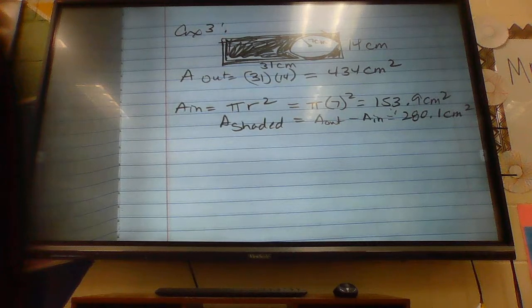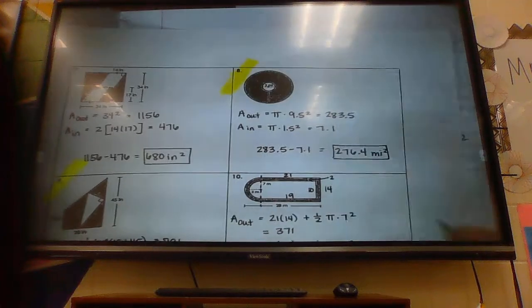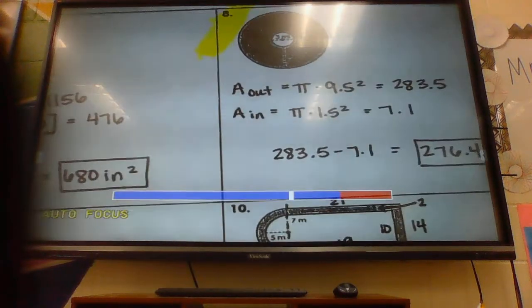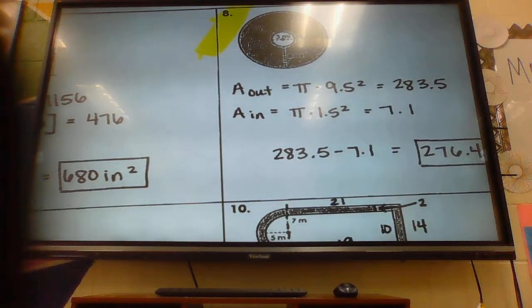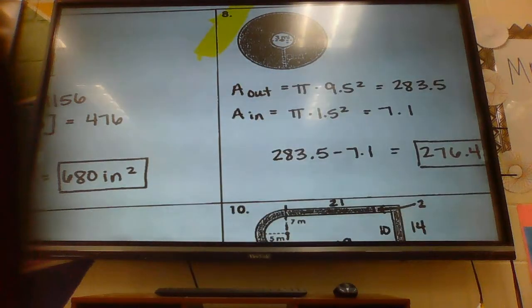So you're gonna find the big circle, then you're gonna find the little circle and subtract the difference, right? Wait, there's a small circle and a big circle? Yeah, I'm just gonna show it to you really quick. We're not gonna do it in our notes, but look at this one. You could have one of these on your homework. You're gonna find area out, so that's area of the big circle, right? Area in is the tiny circle, right?